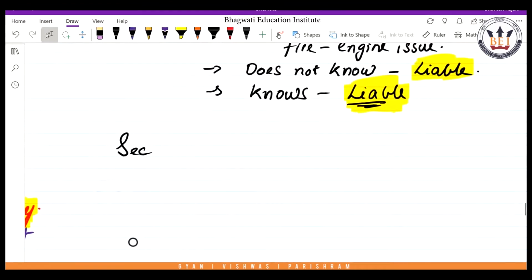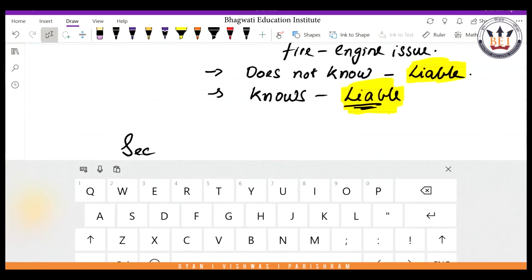To get rid of this keyboard somehow, right?